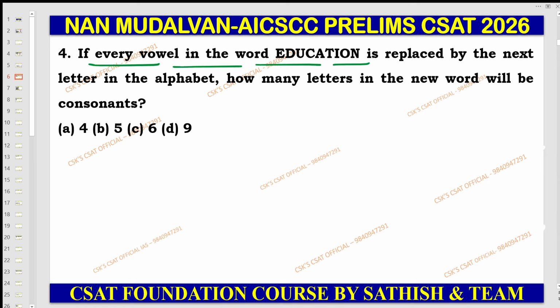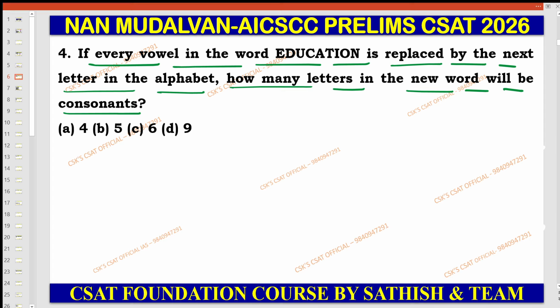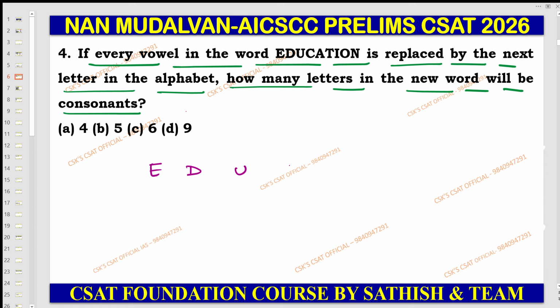Every vowel in the word education is replaced by the next letter in the alphabet. How many letters in the new word will be a consonant? The original question paper contains D as a 7, but here I am changing it, because 9 must be there in the question, or you have to change the question, right? So education. Now try to understand.